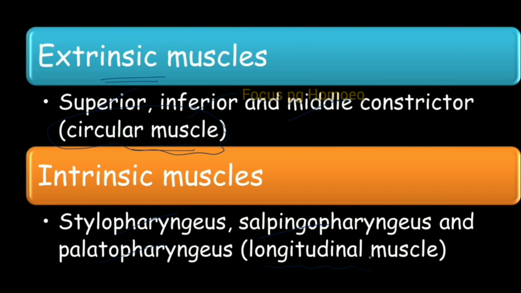Yes. So you can remember it as S, S, P: stylopharyngeus, salpingopharyngeus and palatopharyngeus, which are longitudinal. So extrinsic muscles are circular in nature and intrinsic muscles are longitudinal in nature. Okay. Try to remember it.